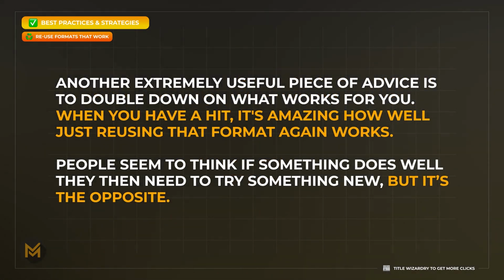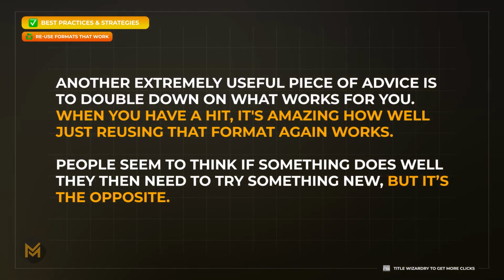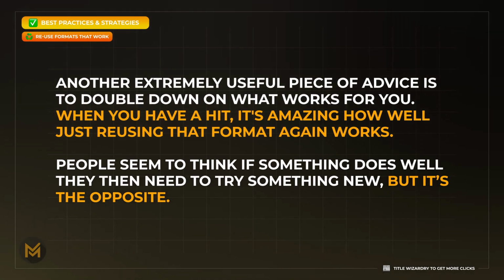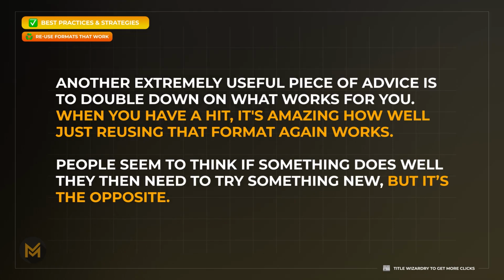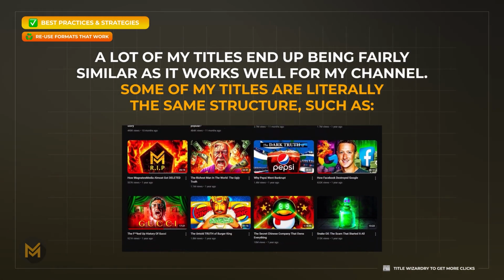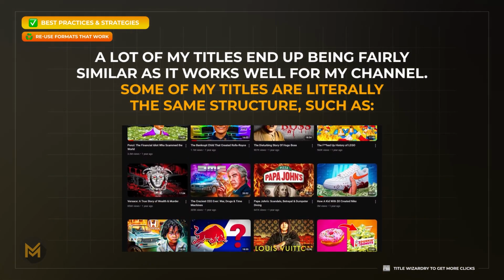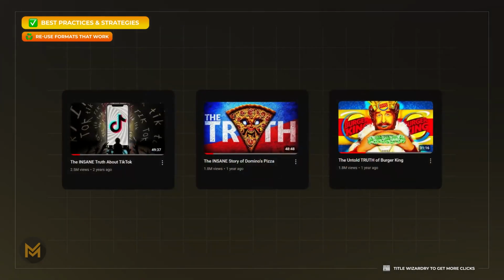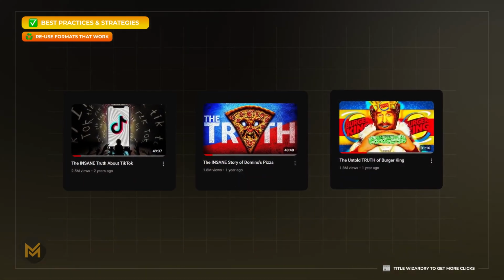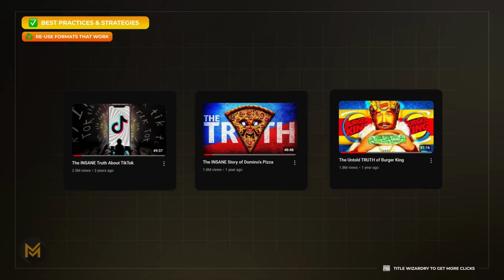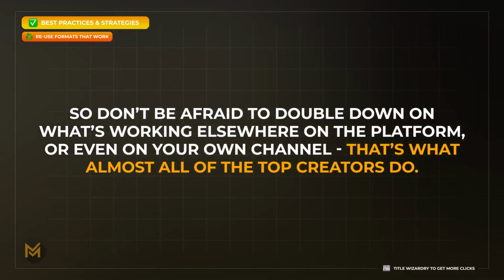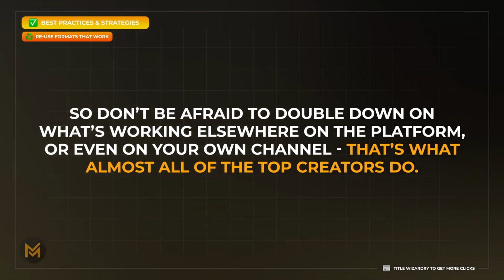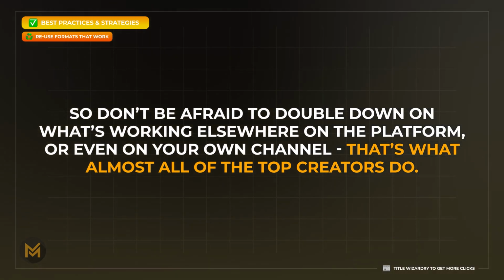Another extremely useful piece of advice is to double down on what works for you. When you have a hit, it's amazing how well just reusing that format again works. People seem to think if something does really well, they need to try something new. But it's the opposite. A lot of my titles end up being fairly similar as it works well for my channel. Some of my titles are literally the same structure, such as The Insane Truth About, and then I just insert whatever the company I'm talking about is. Or it'll be some variation of that at least. So don't be afraid to double down on what's working elsewhere on the platform, or even on your own channel. That's what almost all of the top creators do.